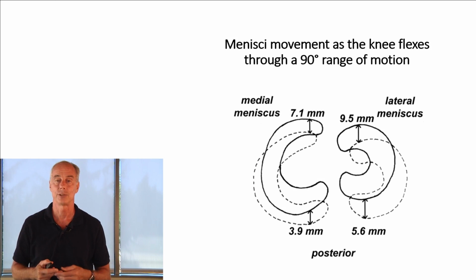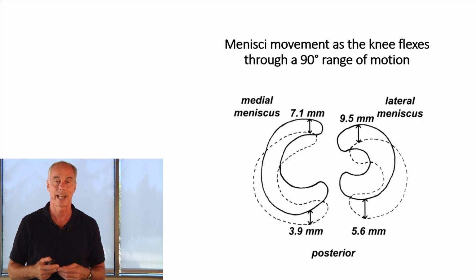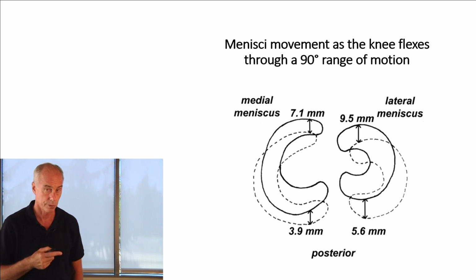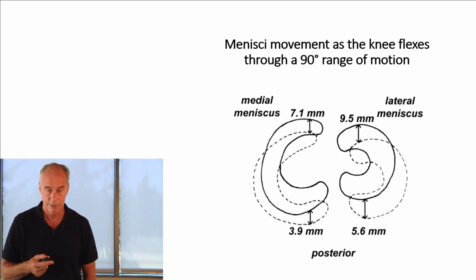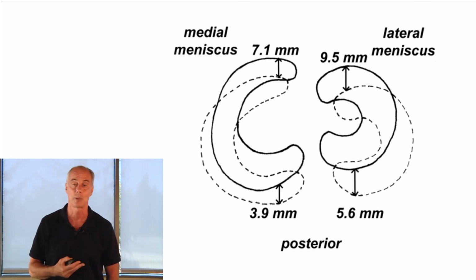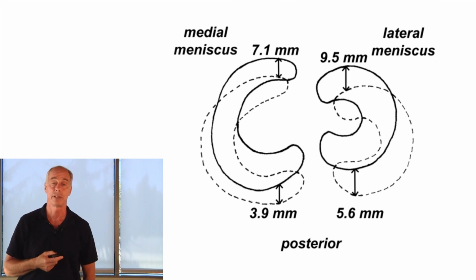The menisci, as you look at the medial and lateral meniscus, the medial meniscus is on the right. The medial meniscus is more injury prone because it's less mobile. This is a meniscus movement as the knee moves through a 90-degree range of motion. If you look at the picture on the right, the medial meniscus moves 7.1 millimeters forward and backwards, 3.9 millimeters the posterior horn, 3.9 millimeters forward and backwards. The bottom is the posterior horn.